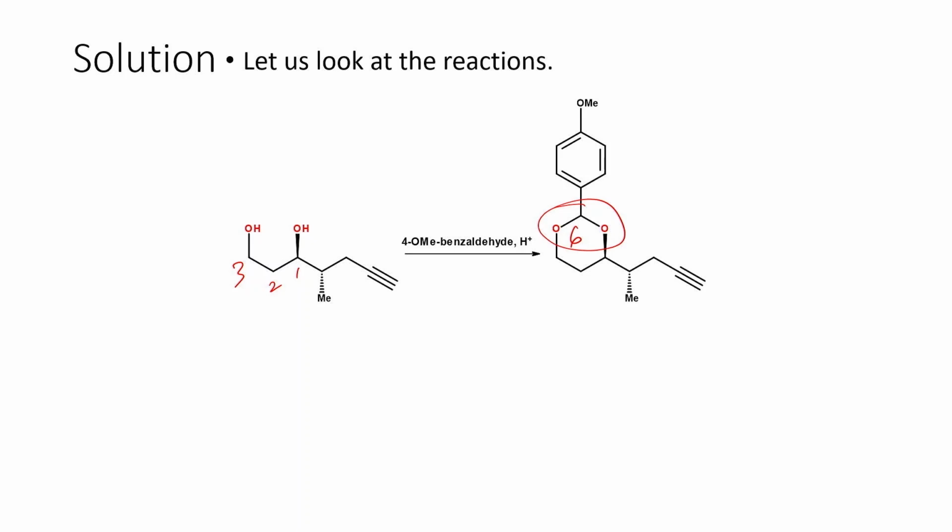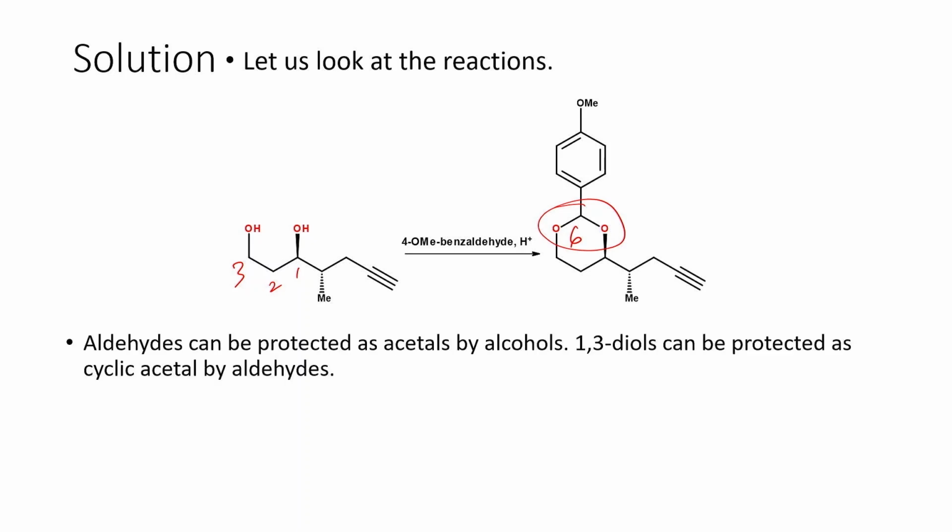And this protection, once it is formed, what is the next step? The next step is treatment with the DIBAL-H. So this cyclic acetal basically protects the aldehyde group. This benzaldehyde has an aldehyde group. That aldehyde group and these two hydroxyls all put together form the 6-membered cyclic acetal derivative.